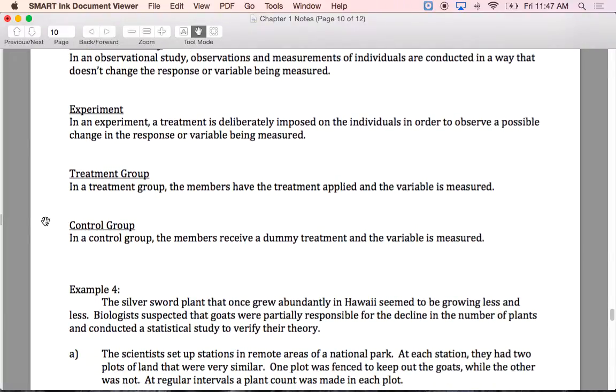Now, your treatment group is the members that have a treatment applied and the variables measured, whereas your control group in an experiment, the members receive a dummy treatment and the variable is still measured also.